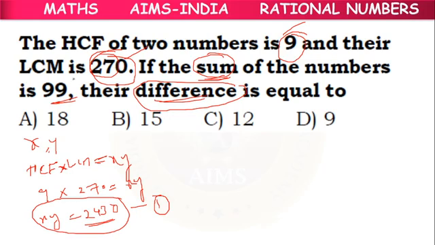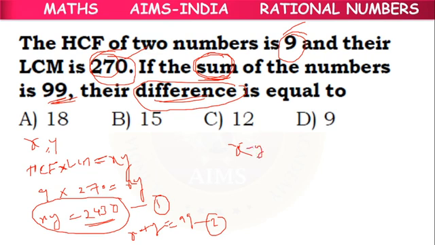They have given one more relation. The sum of the numbers is 99. So what does it mean? x plus y equal to 99. This is the second relation. Now we want to find their difference. x minus y we want to find.